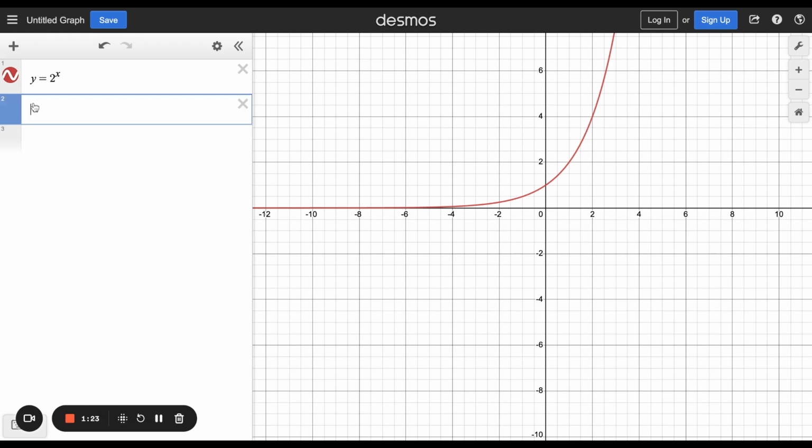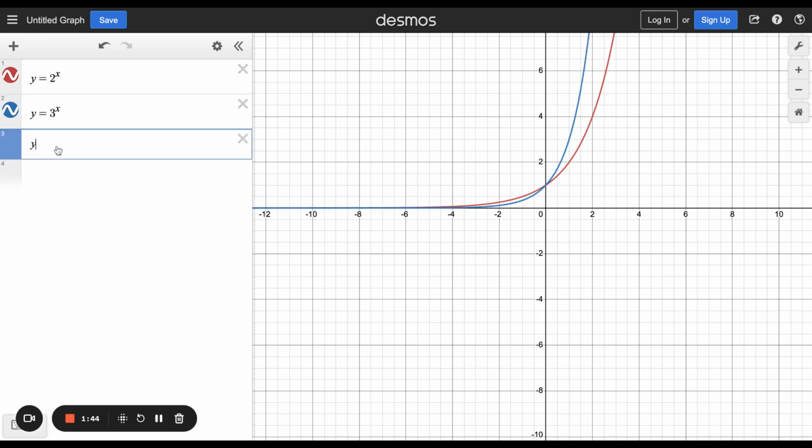All right, so I'm introducing a new equation which is y equals 3 to the power of x. So what do you see compared to the red curve and the blue curve? We can say that as I increased the base value, the curve got closer to the y-axis. So let me increase the base value to maybe 10 to the power of x. As we increase the base, the curve gets closer and closer to the y-axis.